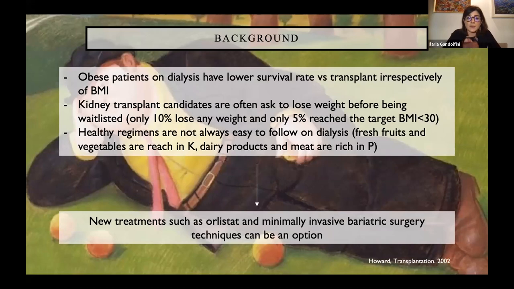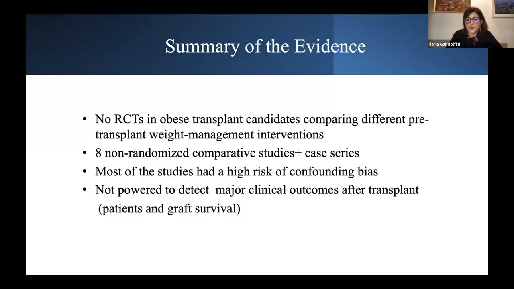We know that obese patients on dialysis have a lower survival rate versus transplant, irrespective of BMI. However, kidney transplant candidates are often asked to lose weight before being waitlisted, and only 10% lose any weight, and only 5% reach the target ideal BMI less than 30. Moreover, healthy regimens are not always easy to follow on dialysis because fresh fruits and vegetables are rich in potassium and dairy products and meat are rich in phosphorus. So new treatments such as Orlistat and minimally invasive bariatric surgery techniques can be an option.